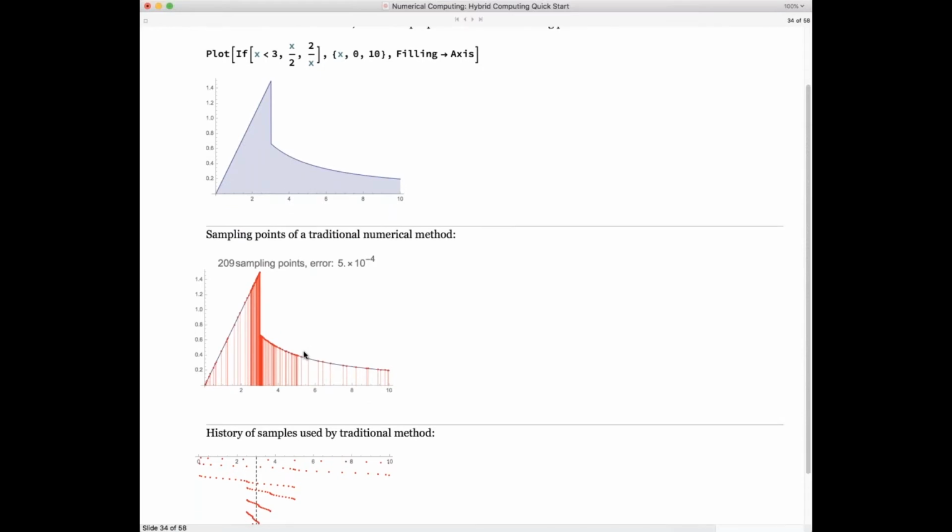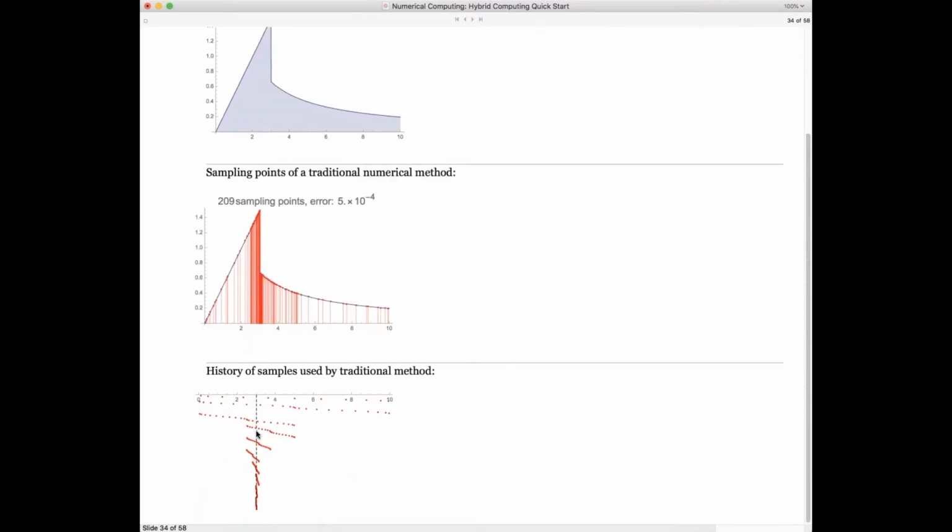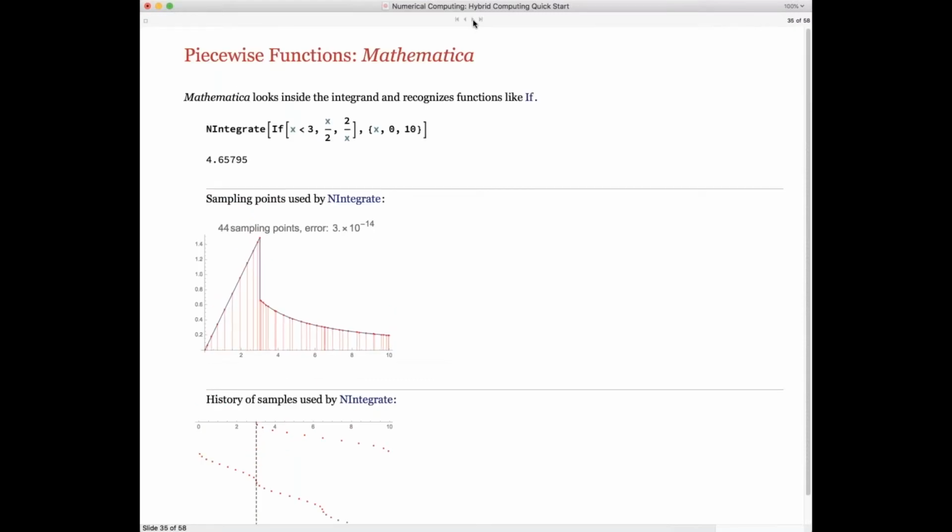Down here, by plotting the location of each sample from top to bottom, you can also notice that the traditional blind numerical method repeatedly subdivides, sampling closer and closer to x equal to 3 as the algorithm proceeds. So let's see what happens when this same function is given to NIntegrate.